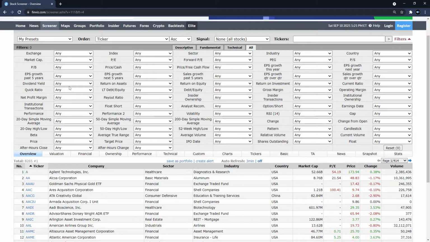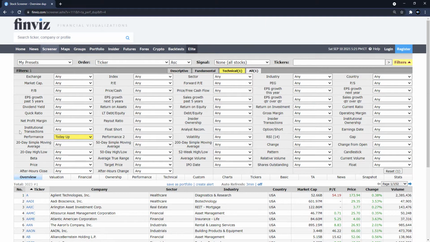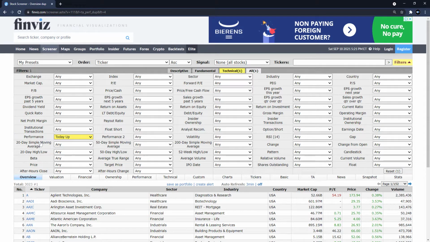So we want the performance to be up. What does performance mean? It basically means if the stock is up or down today, and you can also choose for the week, month, even the quarter, year, year to date. You can go and rate it for the return of a given stock, just like that. After that, we want only the stocks that are up. That's the performance.